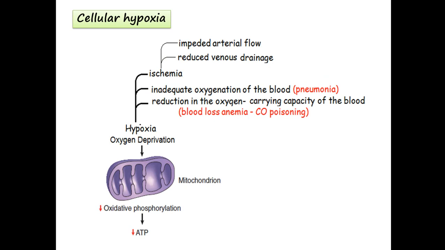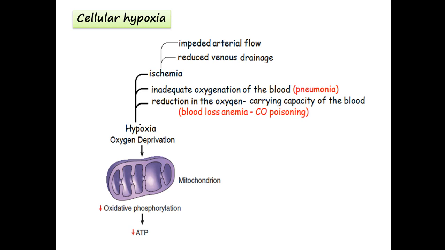Now coming to a little detailed discussion of the causes of cell injury, cellular hypoxia, lack of oxygen, is a very common cause of cell death. We must differentiate hypoxia from ischemia. Ischemia is reduced or insufficient blood supply to a tissue, while hypoxia is lack of oxygen.